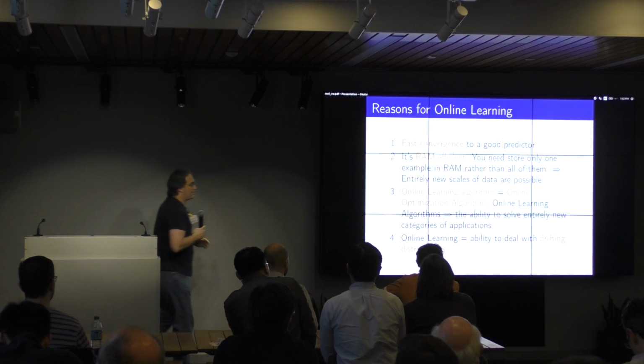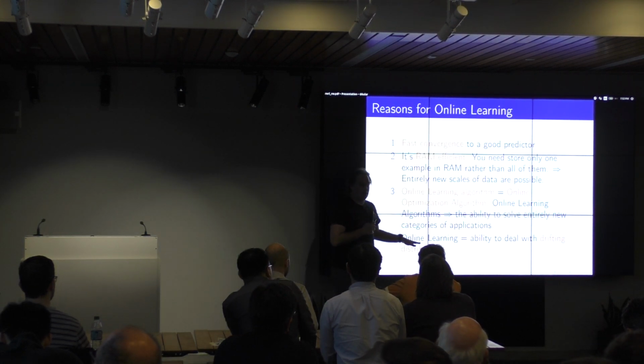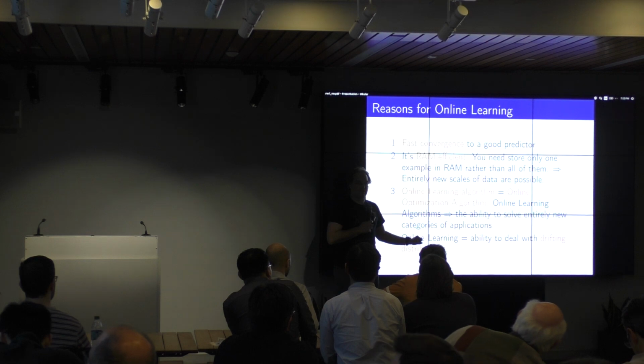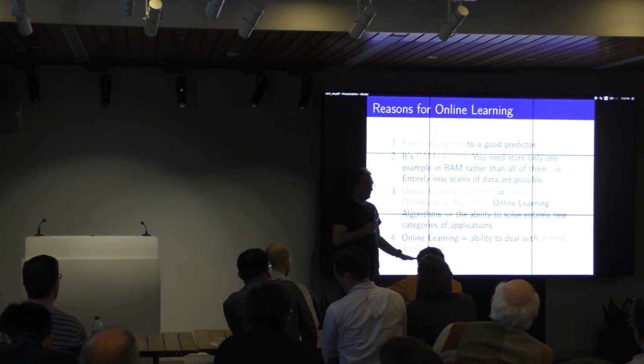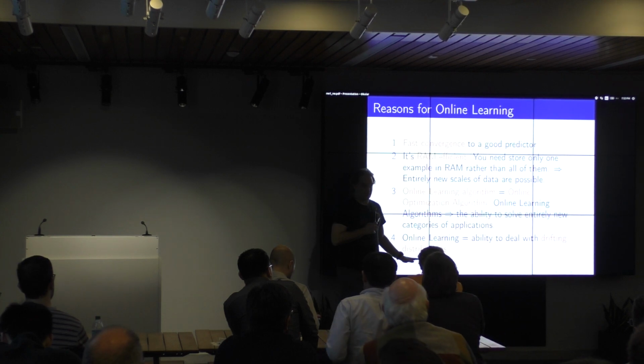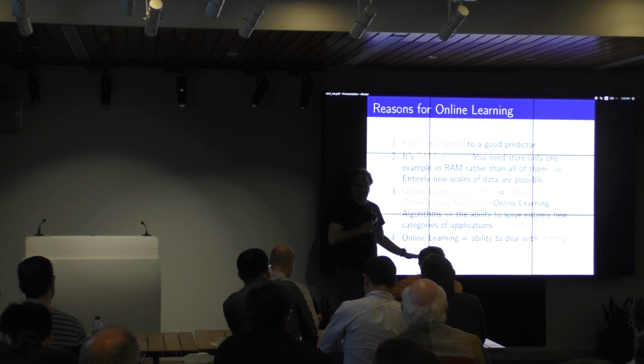Right. So the last thing here is that online learning is actually a thing. There's a number of problems where the problem changes over time. And because the problem is changing over time, you really need to have a learning system that can keep up with it.